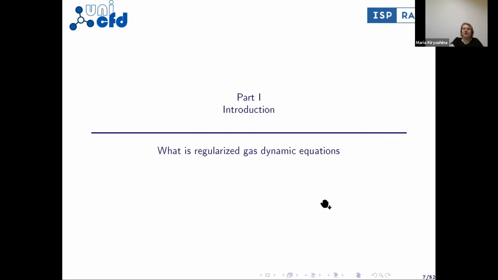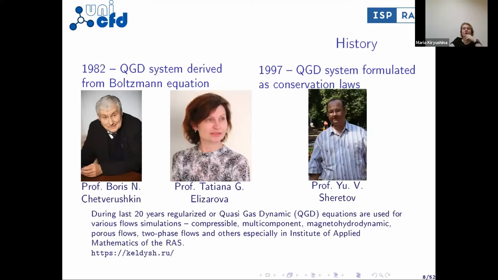What is a quasi-gas dynamic equation? The QGD system, or the system of quasi-gas dynamic equations, has been developing for more than 30 years. And it appeared in the process of investigation performed by a small group of scientific research workers of the Keldysh Institute of Applied Mathematics of the Russian Academy of Sciences in the 1980s by Professor Boris Chetverushkin, together with Tatiana Elizarova.